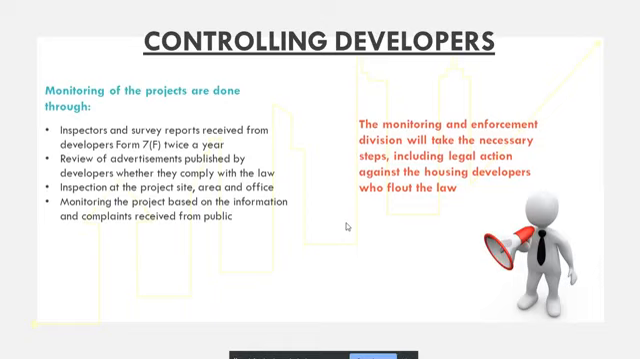Review all the advertisement by developer, inspection the site project, and will monitoring based on complaints and information received by public. So dia akan review lah, monitor projek tersebut oleh controller. So the team or division which is the monitoring and enforcement division will take necessary step lah, including the legal action against developer yang pemaju yang didapati bersalah.